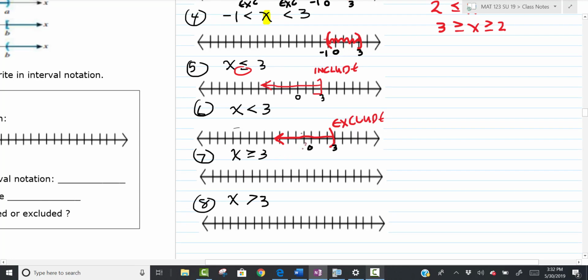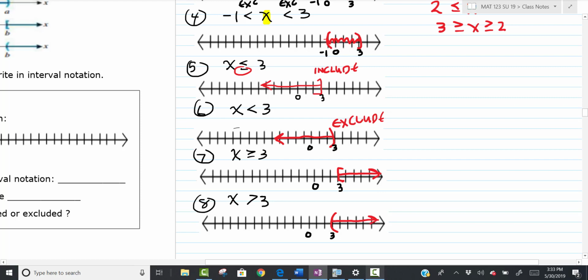Okay, the next two are greater than problems, so they go like this. Here's 0, here's 3. All right, what you're going to do is put a bracket there, and you're going to shade to the right. Okay, greater than means go that way. Okay, and then this one, same way. Find 3. Greater than means to the right, but you exclude, so you put a parenthesis, and it goes like that down. So that's how your graphs go.